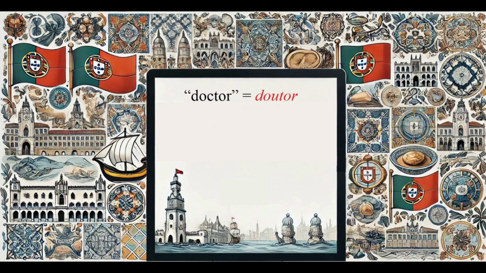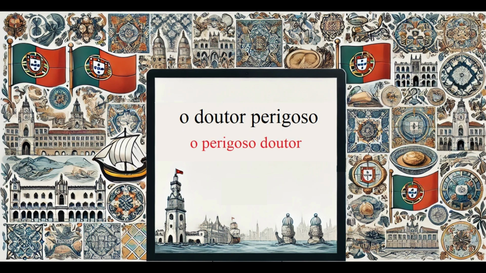Doctor becomes doutor. So say the dangerous doctor. O doutor perigoso. It can be correct to put the adjective before the noun, as in, O perigoso doutor, but it normally comes after.